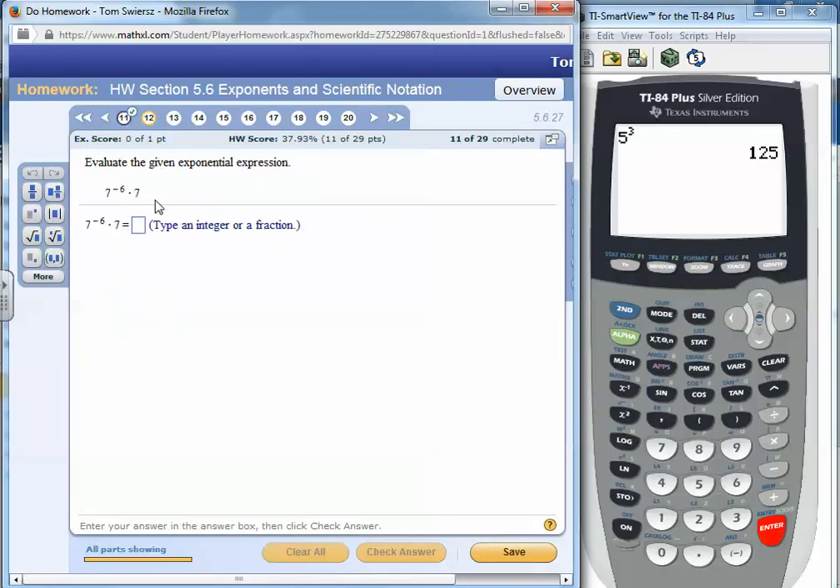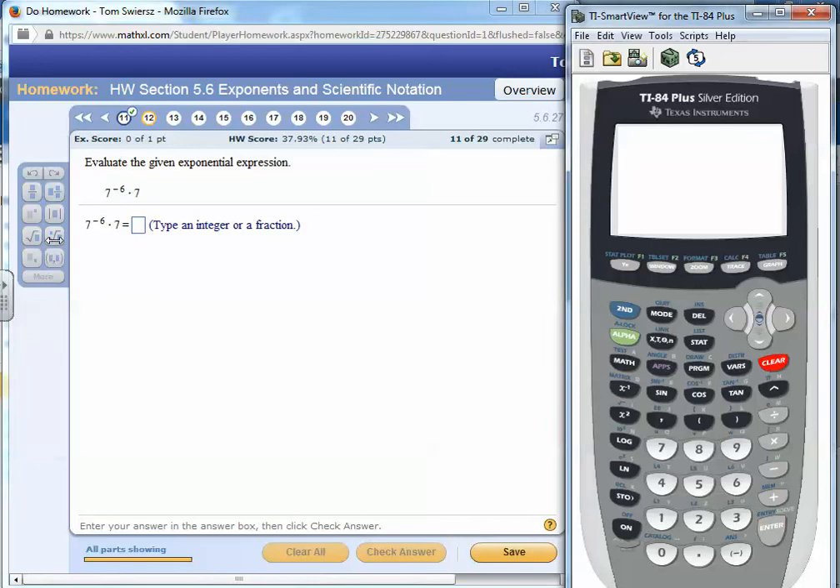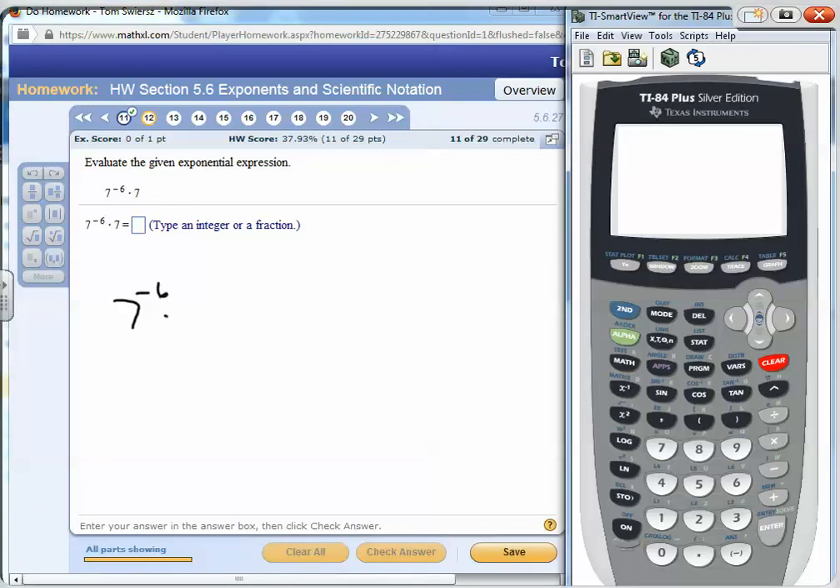7 to the negative 6 times 7 to the 1st. Again, remember 7 is 7 to the 1st. So negative 6 plus 1. So 7 to the negative 6 times 7 to the 1st is 7 to the negative 5, right? Negative 6 plus 1. So we're going to go ahead now, again, a fraction. So we can do it on our calculator.